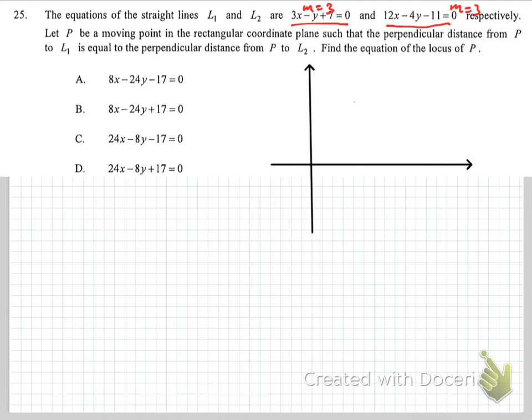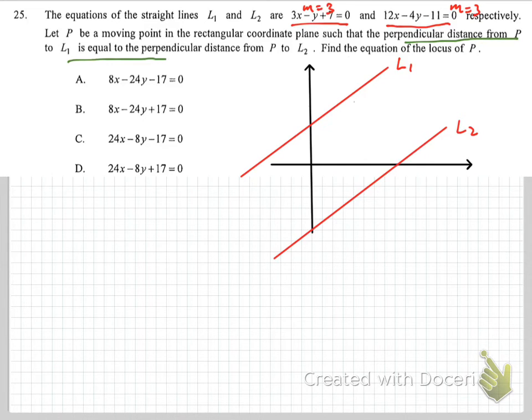So they are in fact a pair of parallel lines. This is L1, and this is L2. Now P is a moving point, so that the distance from P to L1 is equal to the distance from P to L2. This statement controls how P is moving. It cannot be here, because the distance to L1 is too long. So it must be midway between L1 and L2.